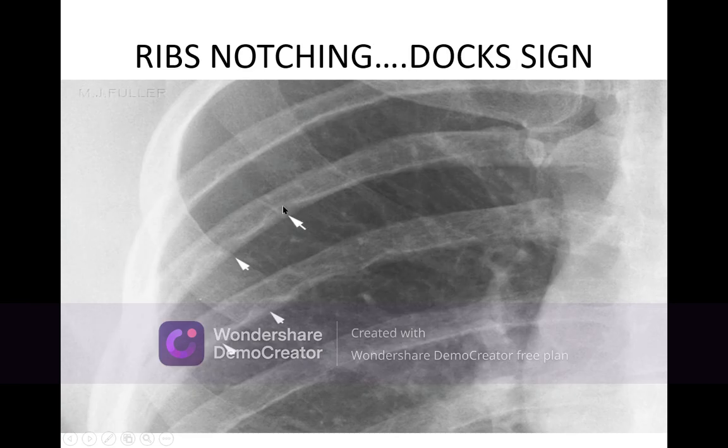Now, notching of the ribs, rib notching. Here you see at the posterior attachment, the ribs have margins like this, serrations. It's not regular, it's like this, a combing effect. Now, it is seen in many conditions, and rib notching is called the dock sign. There is a differential diagnosis of rib notching.